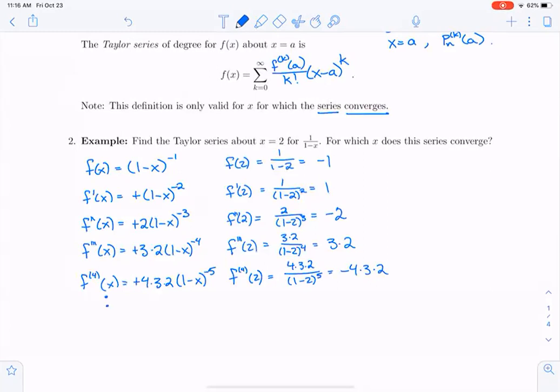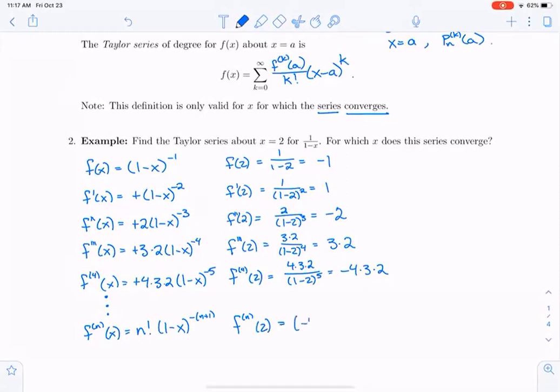So once you take a bunch of derivatives, you can establish a pattern. What is the nth derivative? The nth derivative in this case looks like, well, the fourth derivative had 4 times 3 times 2. The third derivative had 3 times 2. The second derivative was 2. So this looks like n factorial times 1 minus x to the -n plus 1.